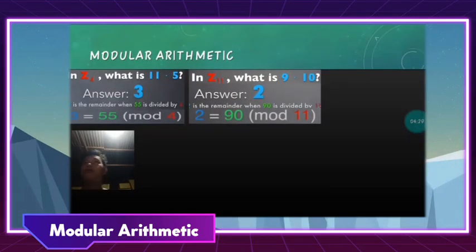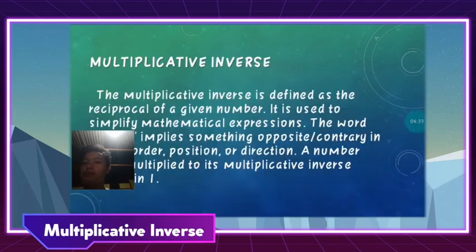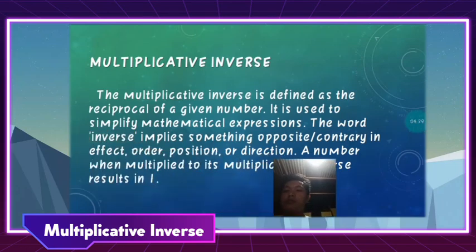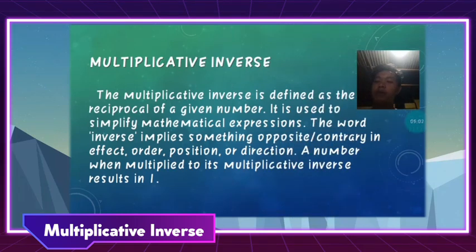And now we are done with modular arithmetic, and we will proceed now to the multiplicative inverse. So, multiplicative inverse is defined as the reciprocal of a given number. It is used to simplify mathematical expressions. The word inverse implies something opposite, contrary in each other's position or direction. A number when multiplied by its multiplicative inverse results in 1.